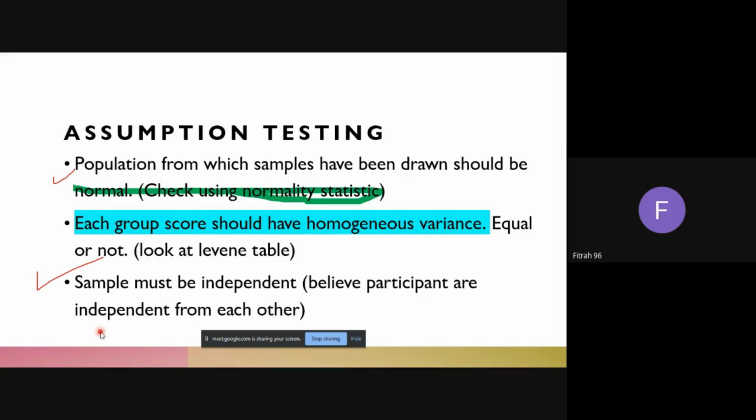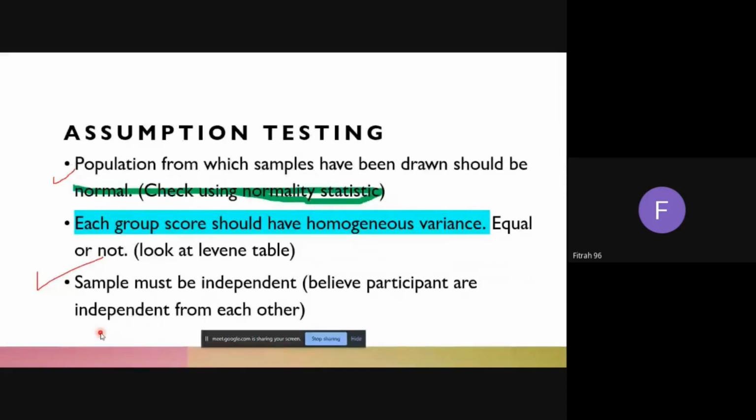Okay, Vanessa Cheng. For the assumption testing, it's not a criteria that we set ourselves. It is the criteria that is needed for that test. For example, if you want to choose Anova, you have to fulfill these 3 requirements at least.